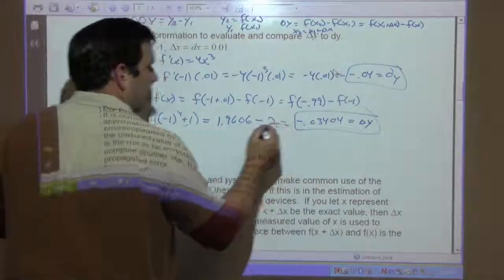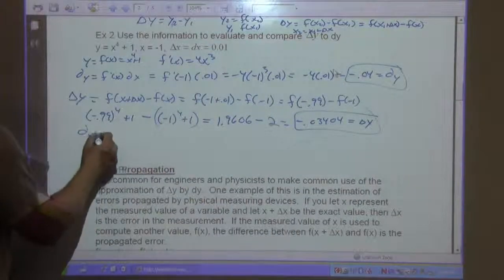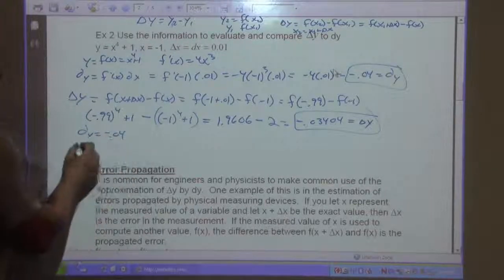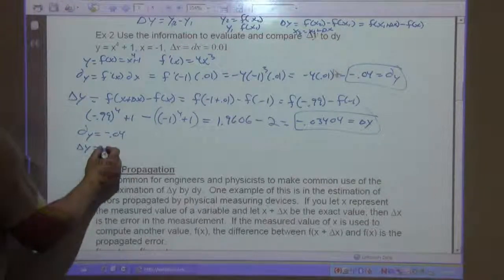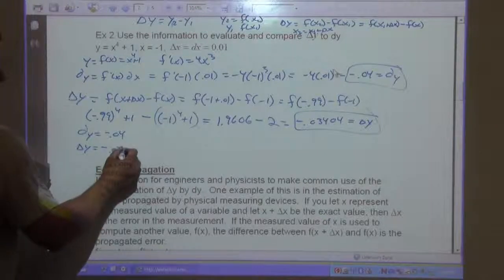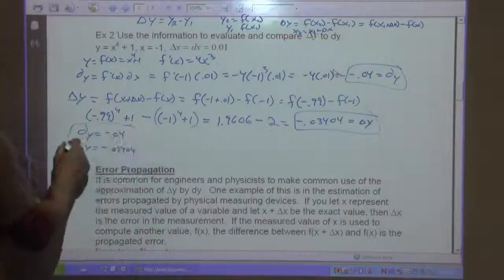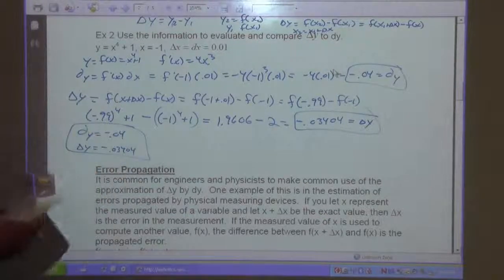So our dy is negative 0.04. Our delta y is negative 0.03404. Pretty close.